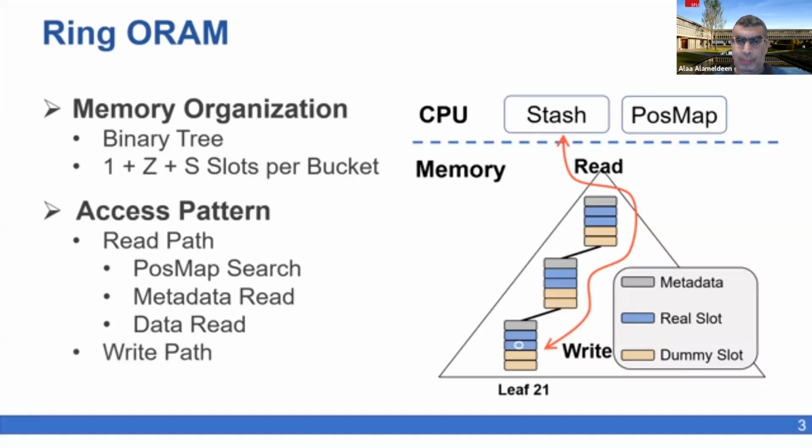To avoid such overflow, after multiple rounds of read paths, a write path is executed. The write path first reads all valid real blocks on the path and then evicts the blocks from the stash to a path.